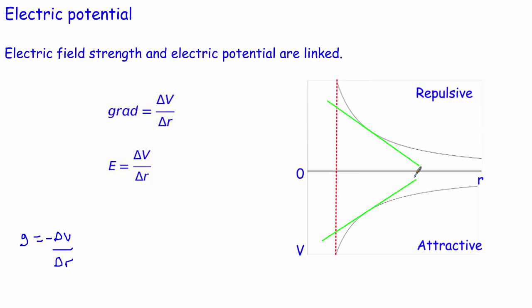So again, if you're given a graph like this, then if you work out the gradient, it will tell you what the electric field strength is at that particular point. And you can see that as you move along, the electric field strength actually changes. So it's strongest here because the gradient's biggest, and the electric field strength gets smaller and smaller as you go along because the gradient gradually goes to 0. So again, that's something that you just need to be aware of.